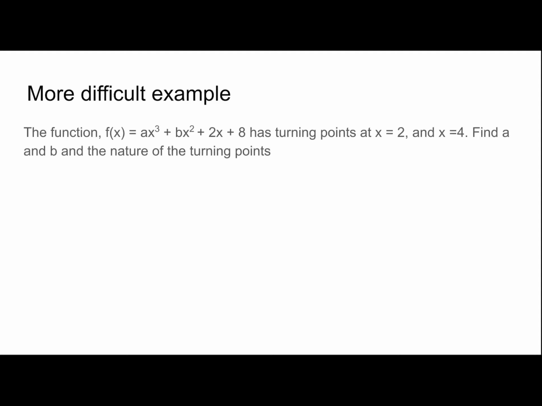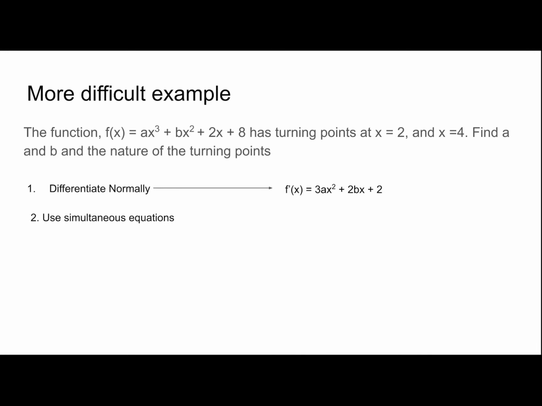Okay, so the way we're going to approach this question is the exact same as we did in the last question, except for this question, we do need to use a bit of simultaneous equations, okay? So it is a bit harder. Once again, we're going to differentiate normally. Do not let the ax cubed or bx squared matter, it's the exact same thing. So if we differentiate normally, we should get 3ax squared plus 2bx plus 2.